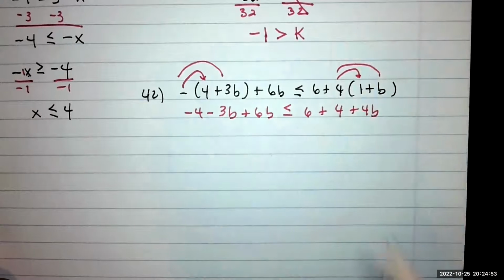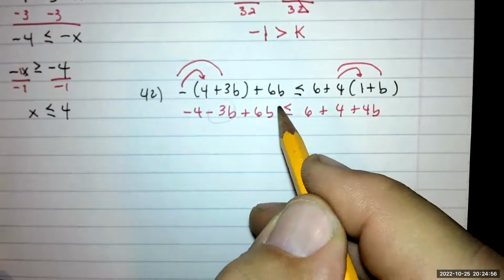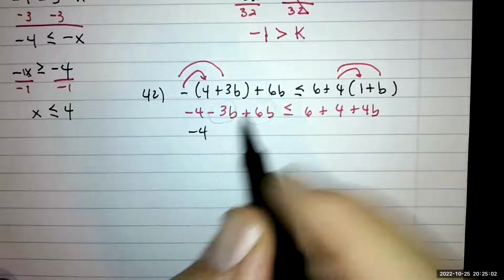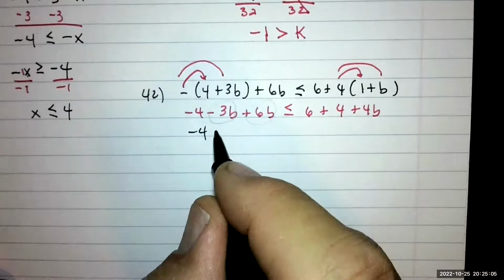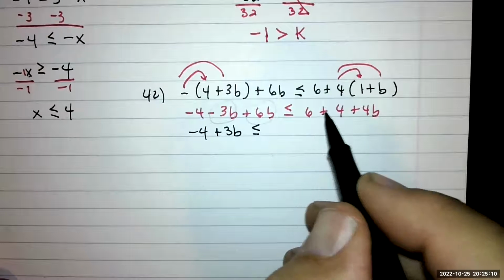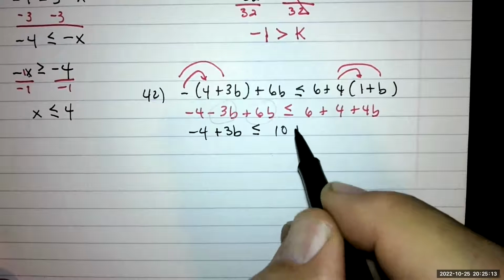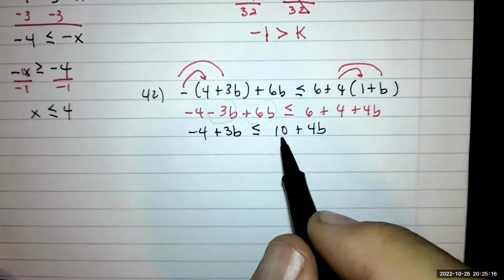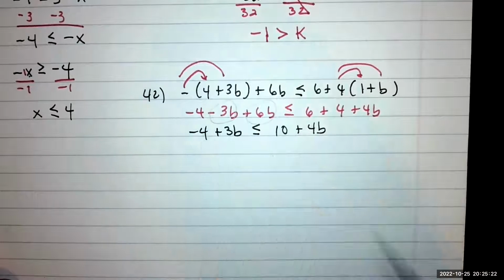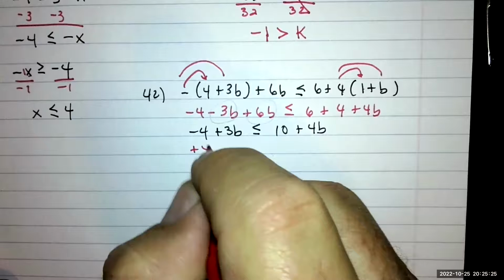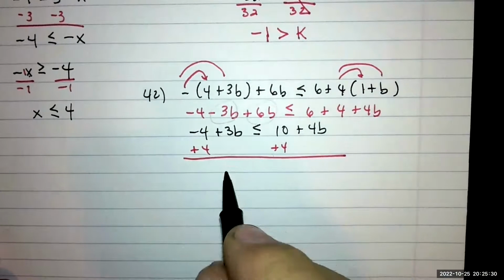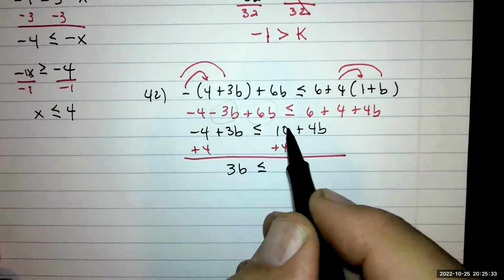All right, we're going to start on this side. We're going to combine like terms. There's a b and there's a b. So this should be negative 4. What's a negative 3 plus 6? That should be a positive 3b. What's 6 plus 4? That's 10 plus 4b. All right, now I got to just kind of get my numbers together. So I like moving my numbers over. So I'm going to add 4 to both sides. Ten plus 4 is 14.